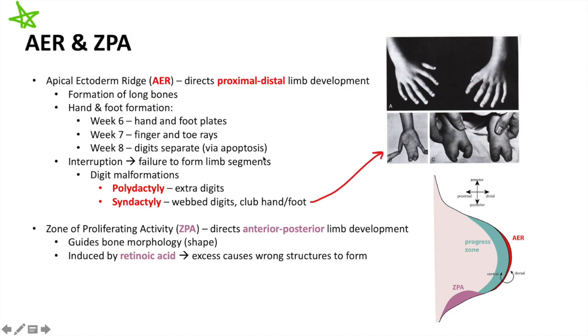So if there's an interruption or a malformation, it could be due to polydactyly or syndactyly. Polydactyly is where extra digits are formed, and this is due to a malformation in the AER, or syndactyly, where there are webbed digits. So this is probably due to the digits not separating via apoptosis. The ZPA, we already said, directs anterior posterior limb development, and it is induced by retinoic acid. So if there's an excess of retinoic acid during pregnancy, it can cause wrong structures to form. If there's not enough, again, it can cause some other issues with that anterior posterior limb development.